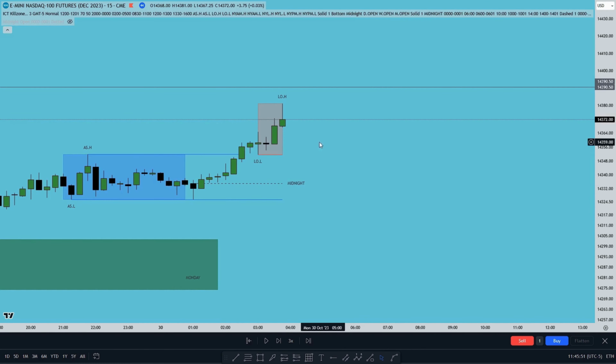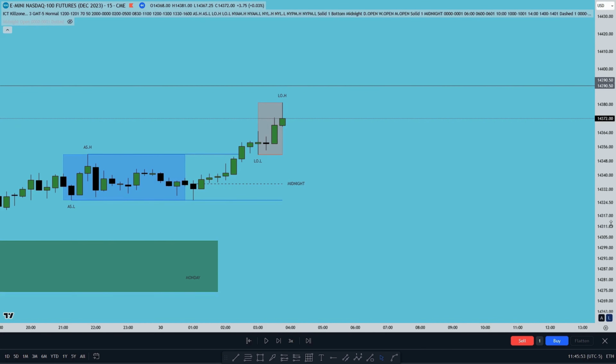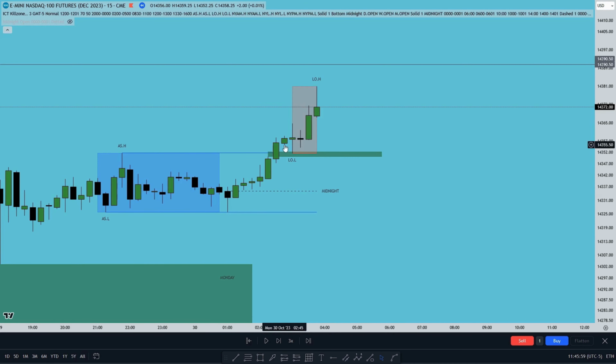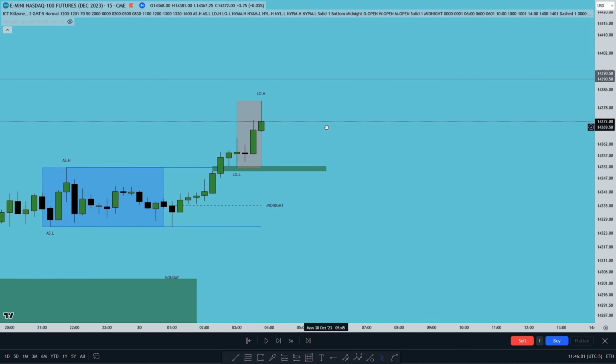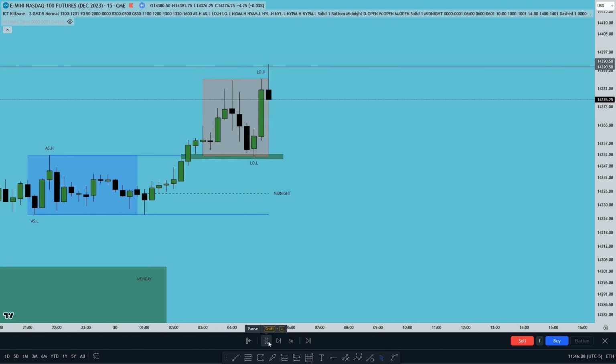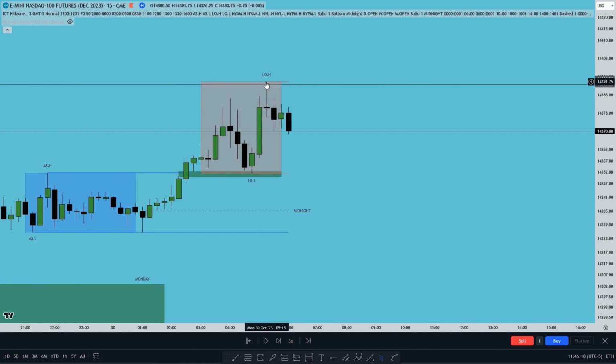So right here we start at the London session, and as you already see, we have formed a fair value gap that we already touched. So now we could expect price going up to this recent day's high. And right here we take out the recent day's high.